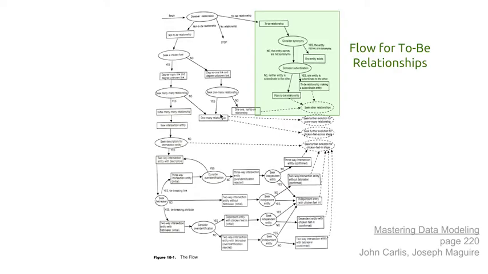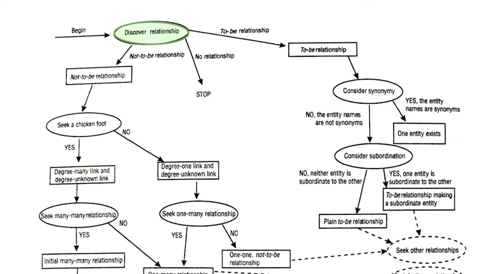Returning to this diagram for the flow, there are some steps we haven't covered in the upper right. These are for to-be relationships. I'll zoom in. Here are the steps. Having a newly discovered relationship, suppose that we determine that it is to be. First, we will consider synonymy, which means checking if the two entities mean the same thing. If they are the same, we merge them into one entity.